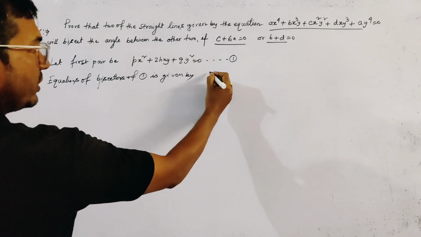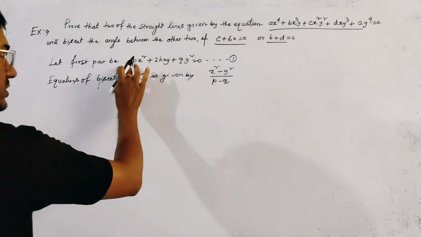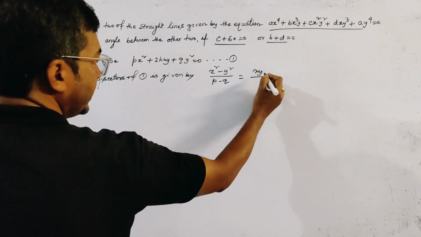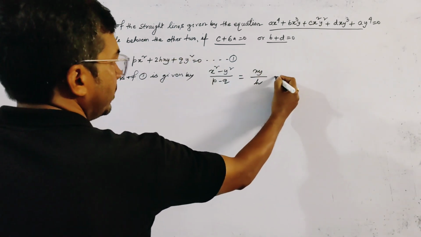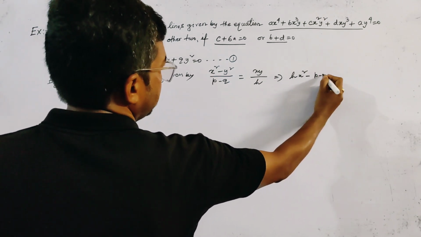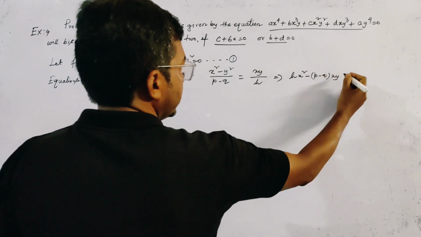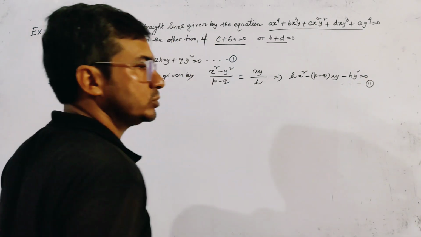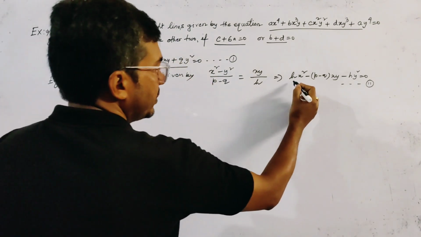We know that the equation of the bisector is (x^2 - y^2)/(p - q), the coefficient of x^2 minus the coefficient of y^2, equal to xy/h, where 2h is the coefficient of 2xy. By cross multiplication we get hx^2 - (p - q)xy - hy^2 = 0. Let it be 2.